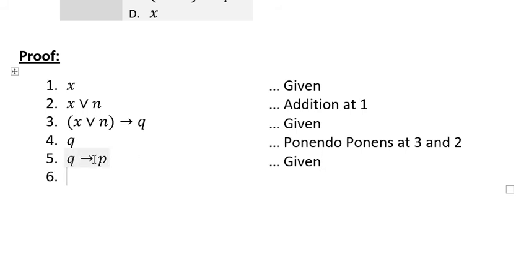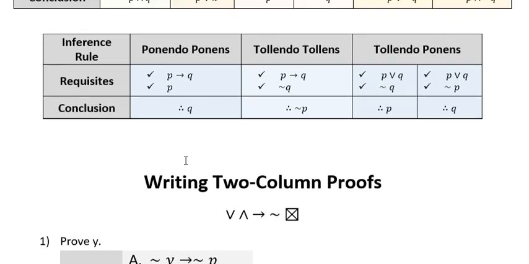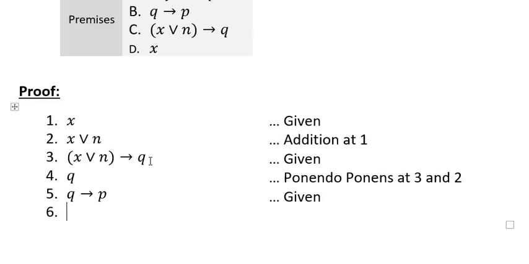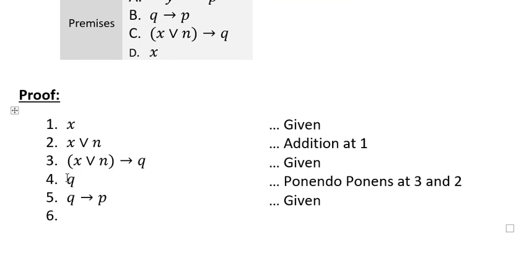Now I have a conditional and I have the first part. You should already know what to do because we just did it. I had a conditional and I have the first part. So what do we have to do? We need to copy the second part. If you check ponendo ponens, if you have a conditional and you have the first part, you can copy the second part. So I'm gonna copy the second part because I have the first part. So I'm gonna copy P.